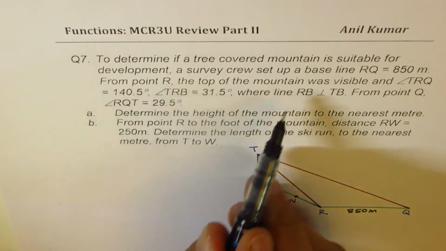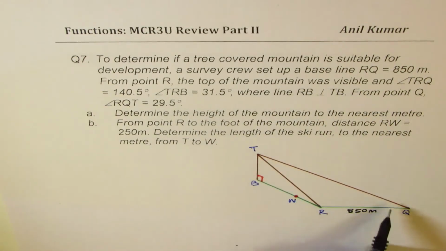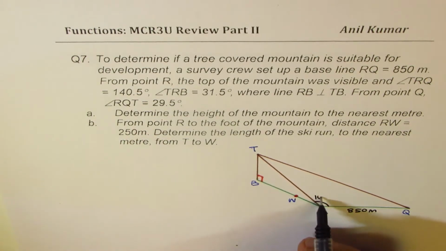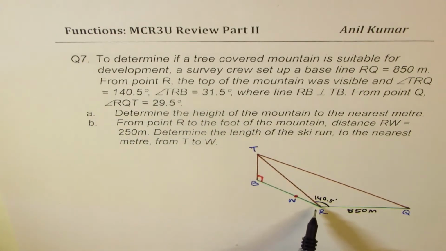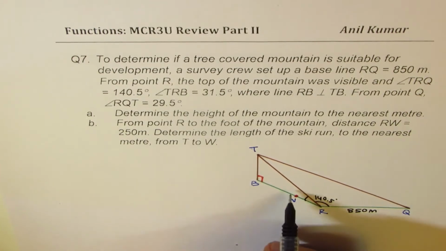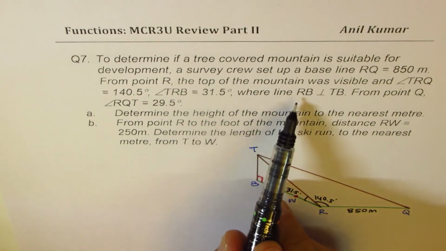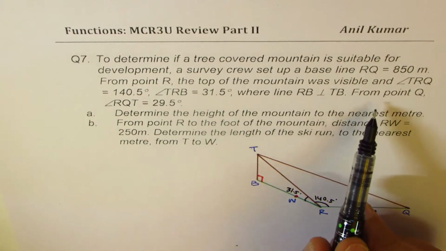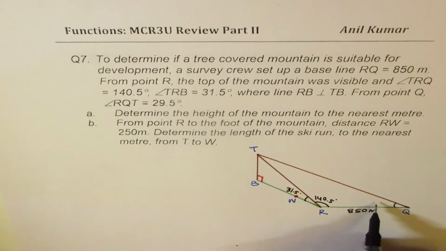From R, the top of the mountain was visible, and angle TRQ is 140.5. Let me write that down. Angle TRB is this angle, 31.5 degrees, where line RB is perpendicular to TB, so that is shown. From point Q, angle RQT is 29.5.